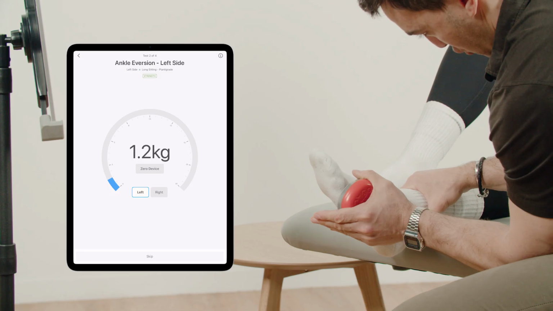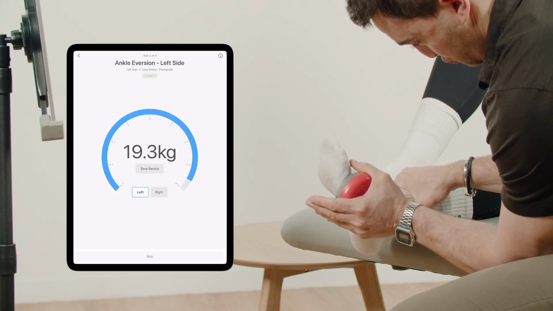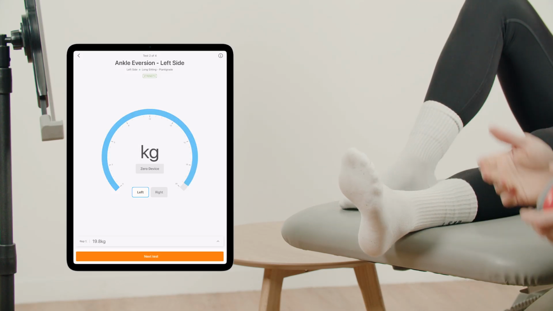3, 2, 1, go. Push, push, push, push, push, push, and relax. Good. And I'll get my measure for that.